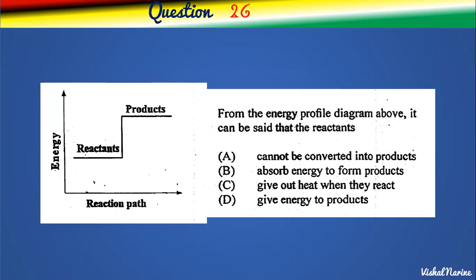26. You're given an energy profile diagram and you're asked, what can be said about the reactants? Looking at the energy profile diagram, we can see that this is an endothermic reaction. Just a reminder, for endothermic reactions, we have a delta H positive. During these reactions, we normally feel it getting cold if we touch the container. So going through the options here, the best response is that the reactants absorb energy to form products.